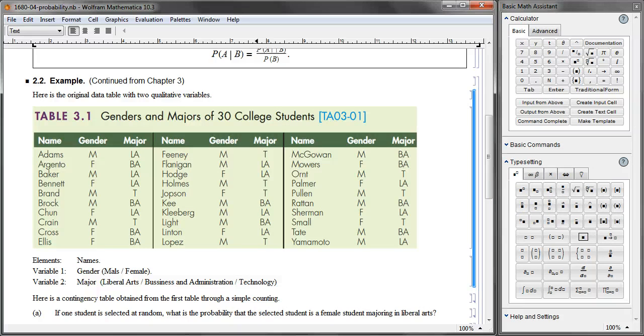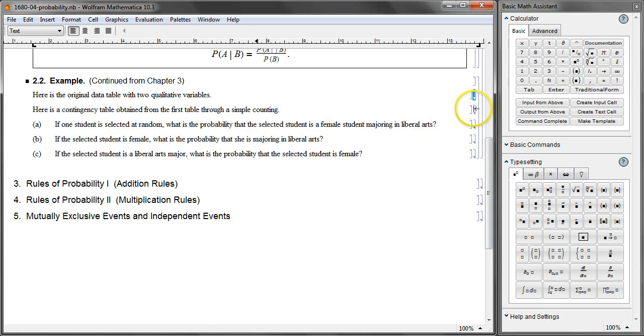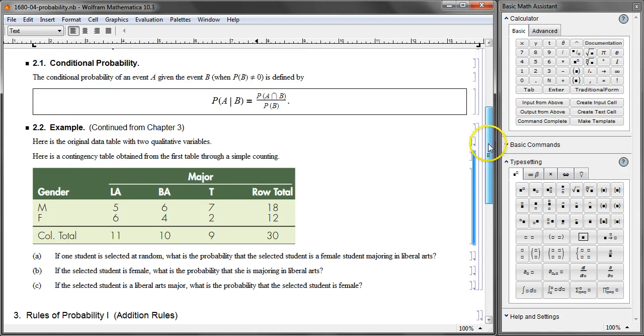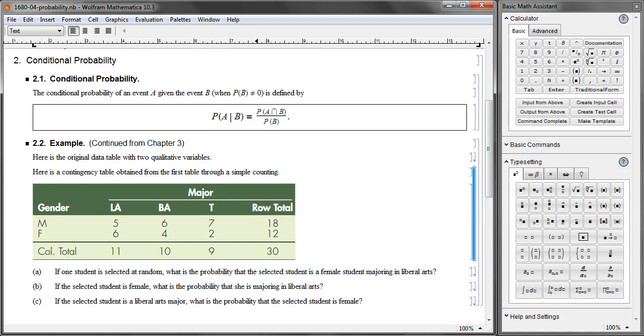Here, let's begin with some data table that we discussed in chapter 3. We have 30 students, names are not that important, and gender is there, the majors are there. Counting their numbers, we get this contingency table. And with this contingency table, we can answer some questions.